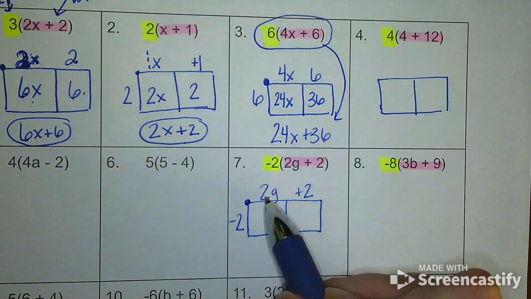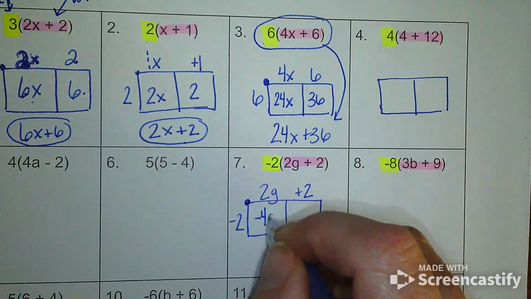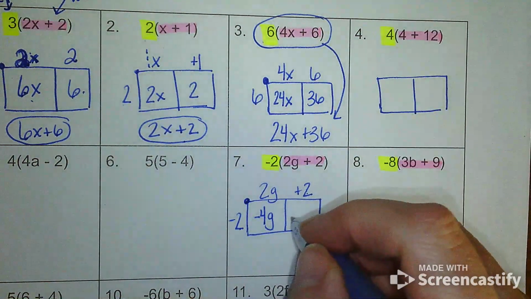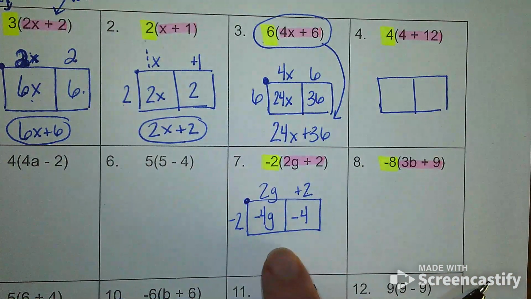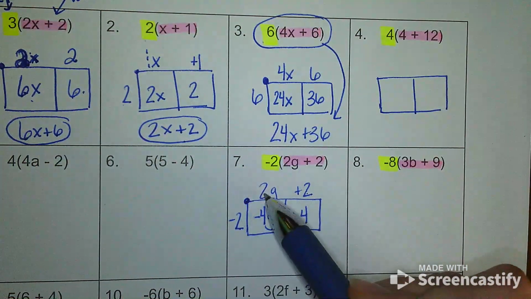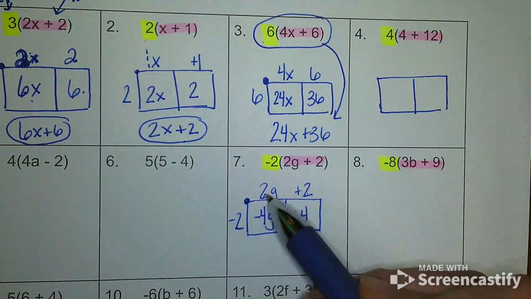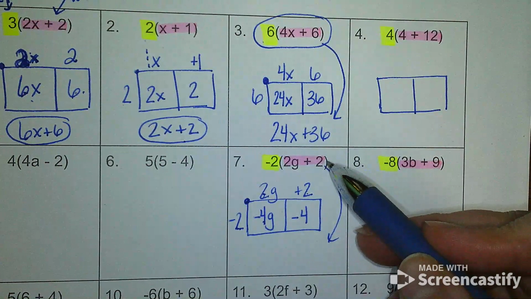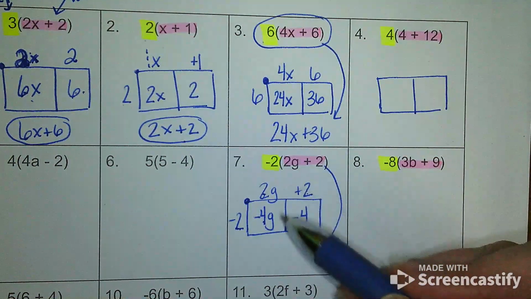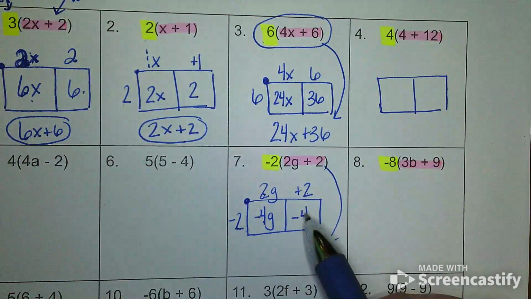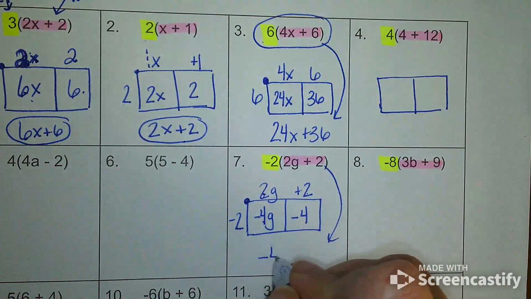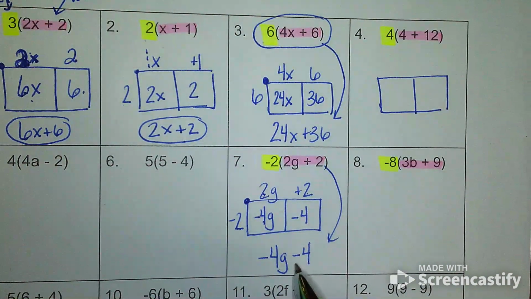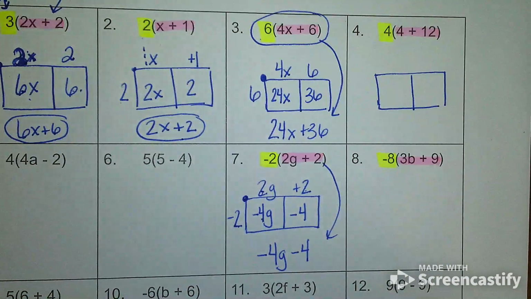So negative 2 times 2 gives me a negative 4. The g is a hitchhiker and follows along. Negative 2 times positive 2 is a negative 4. Now notice our symbols are in the boxes. It is integer rules for multiplying. One negative, one positive gives me a negative. My answer, simplifying this expression using the distributive property right here. Distributive means give negative 2 groups to each one. My answer is negative 4g minus 4. Okay? No double symbols. We don't put plus negative 4. We leave it just like it is.